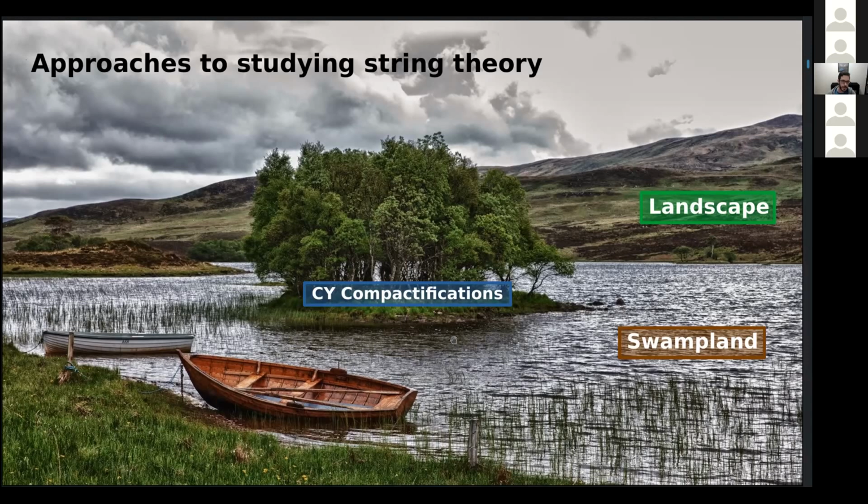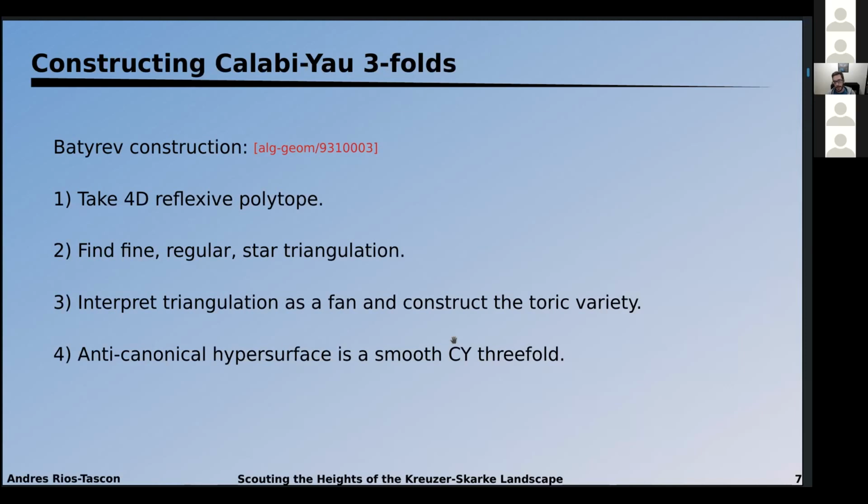And for this, we're going to use Batyrev's construction of Calabi-Yau threefolds, which as we'll see, will give us lots and lots of Calabi-Yaus. Just as a quick reminder, the way this works is that you take a 4-dimensional reflexive polytope, then you find a special kind of triangulation, a fine regular star triangulation, which I'll review later. Then you interpret this triangulation as defining a fan, and then construct the corresponding toric variety. And then finally, you take the anti-canonical hypersurface on this toric variety, which is going to be a smooth Calabi-Yau threefold. So clearly, our starting point here are reflexive polytopes.